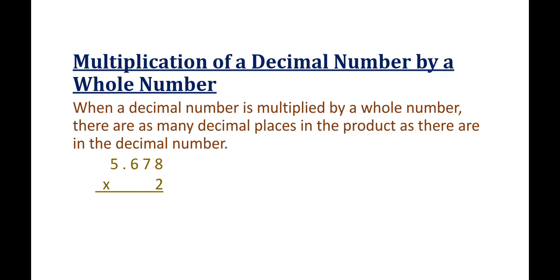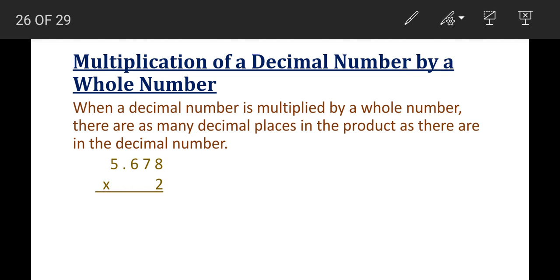Next, come to multiplication of decimal number by a whole number. Simple. We have to multiply them as whole numbers. Okay, simple numbers. When a decimal number is multiplied by a whole number, there are as many decimal places in the product as there are decimal places in the number. Okay, whatever the decimal places in the number, we will get the same decimal places in the product also.